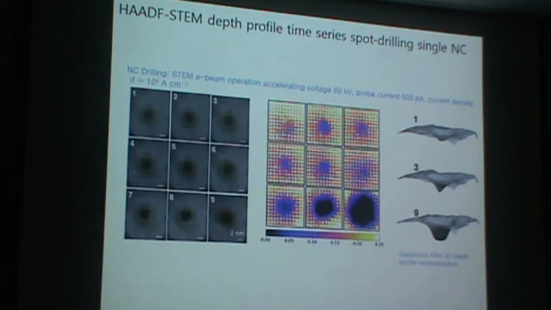Now this is a Gaussian filter 3D reconstruction profile. So we can observe that indeed a deepening of the hole by such E-beam lithography method can be observed. The nanocrystal individual drilling can be done using a STEM electron beam operation. The accelerating voltage is quite high at 60 kilovolts, and the probe current is even higher at 500 picoamperes. So the current density can be on the scale of 10 to the 6th amps per centimeter squared.